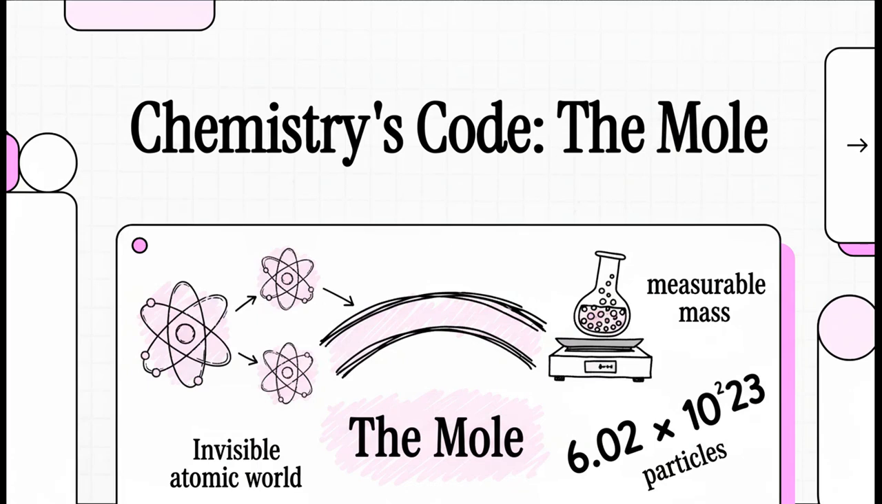In chemistry, there's kind of this secret code. It's this one single idea that lets scientists connect the invisible world of atoms with the stuff we can actually see and hold. It's the absolute key to predicting and controlling the reactions that make our world work. So today, we're going to crack that code. We're going to finally understand the mole.